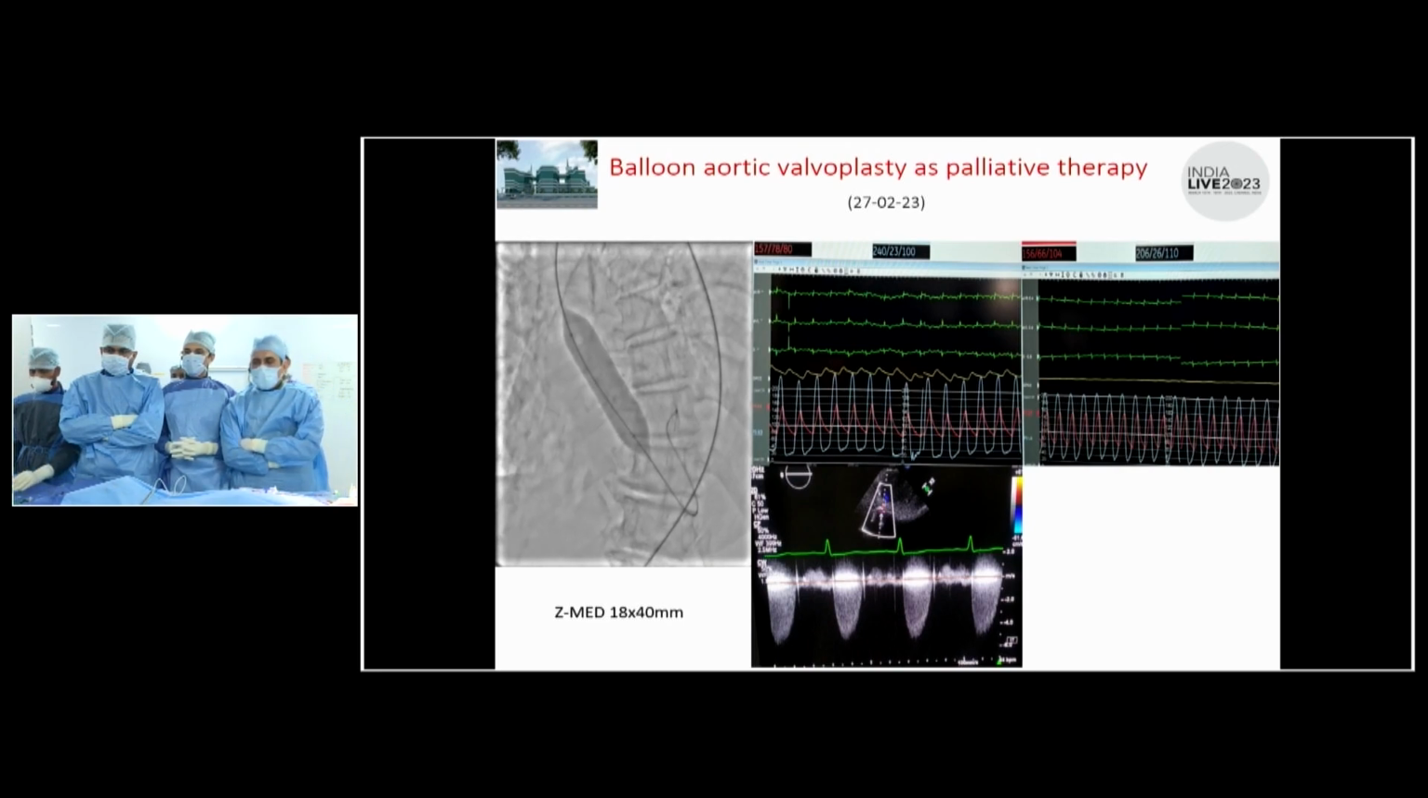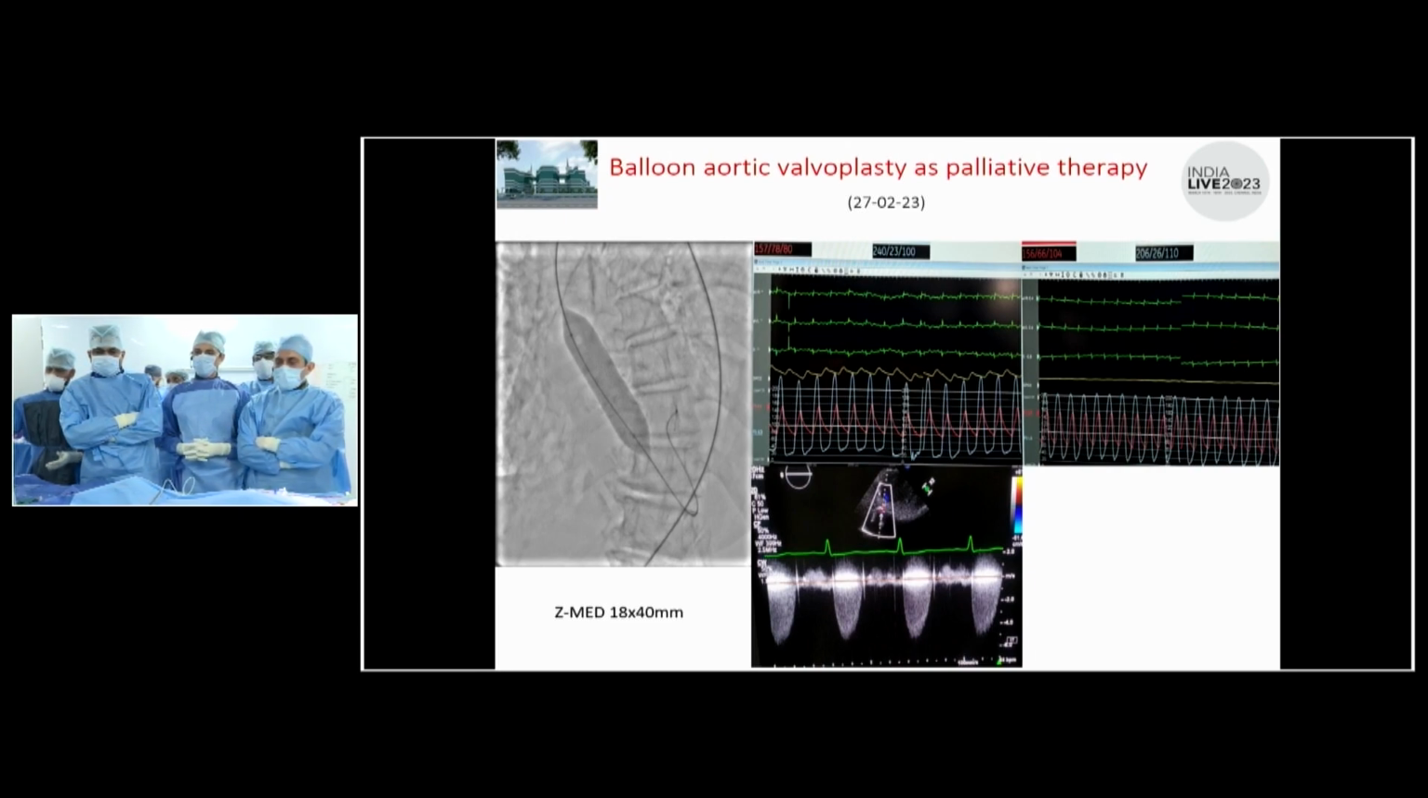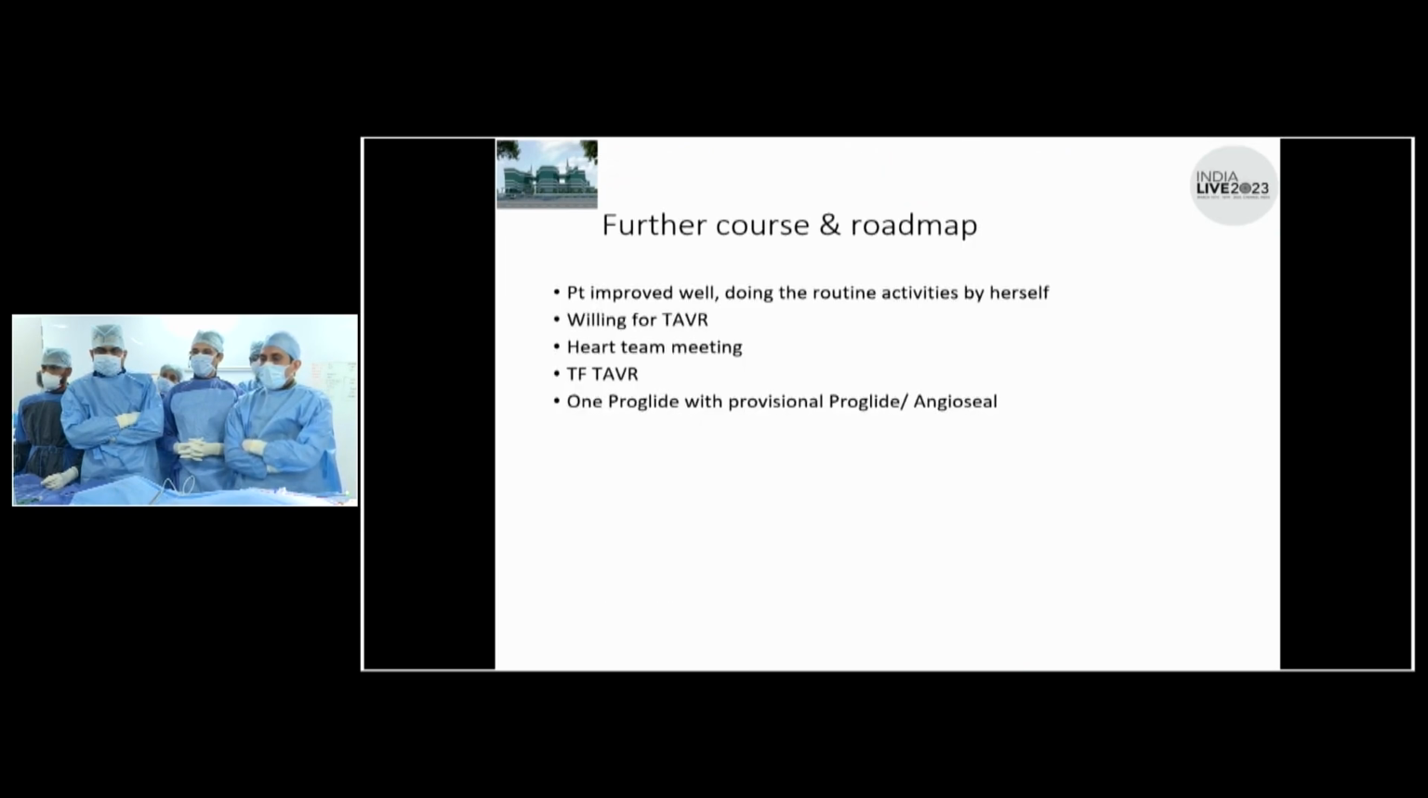Next slide. The patient was not improving, and we were debating what to do for this patient. We did a balloon aortic valvuloplasty with an 18 mm ZMED balloon, and you can see those gradients, more than 50% reduction. The patient did extremely well, got discharged from the ICU after 2 days, and was back to her normal life. That's when we decided to do a transcatheter aortic valve replacement for her.